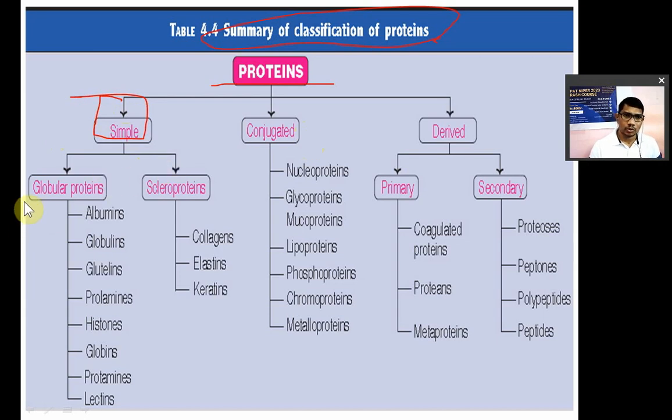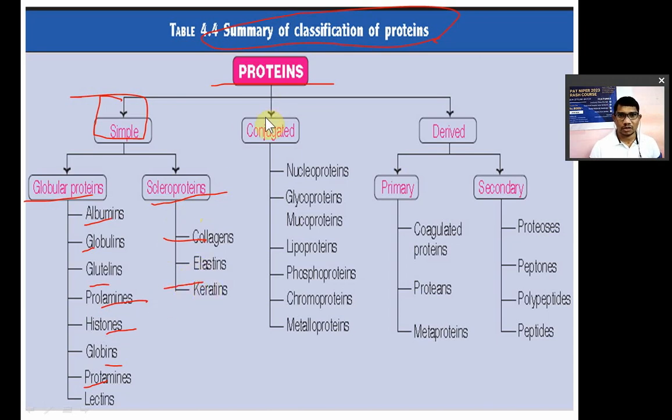First one is globular proteins. So in that आपका यहाँ पे example होगा albumin, globulins, glutelins, prolamines, histones, globins, protamines, and lectins. Now scleroproteins, they are the structural proteins. They are present in the structures. They are the building bricks of the body. So collagen is there, elastin is there, keratin is there, right?